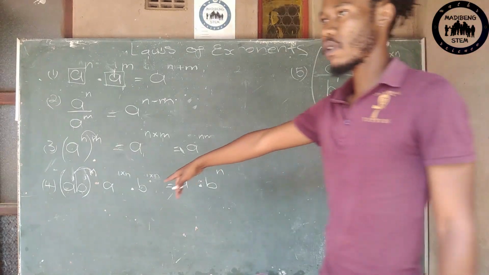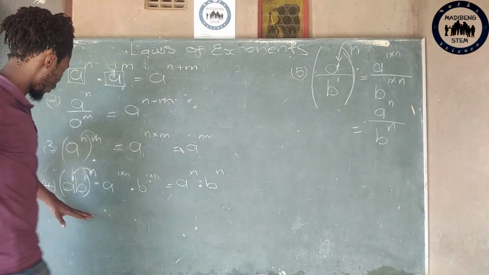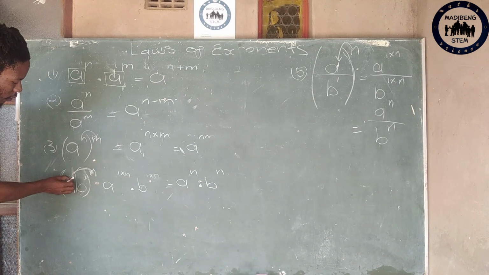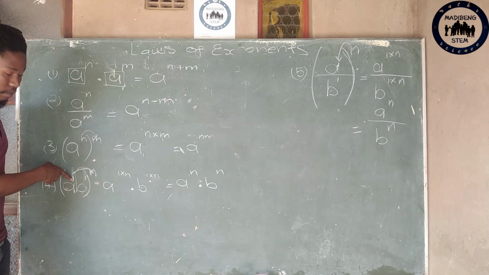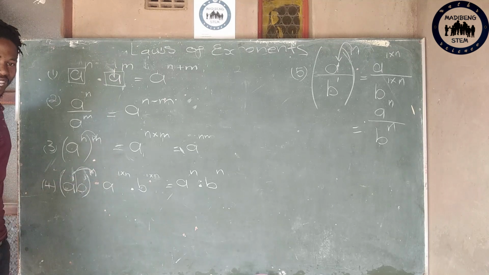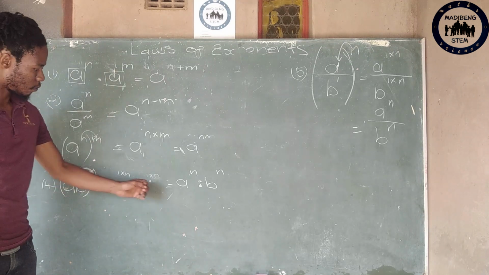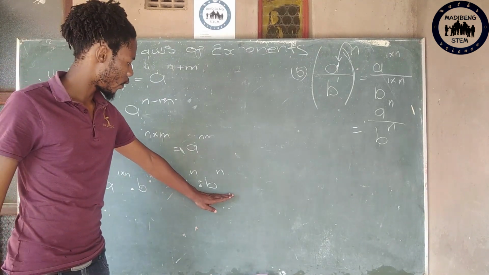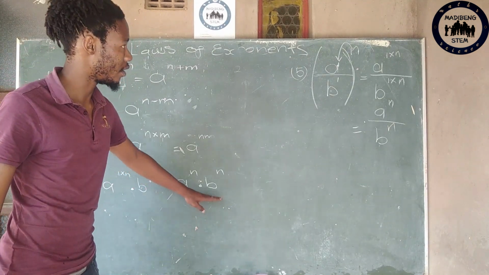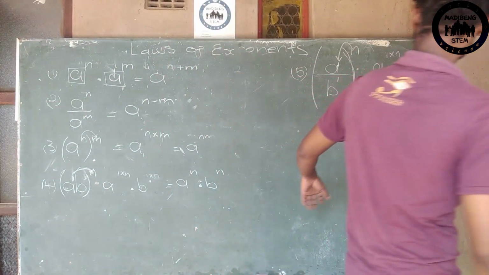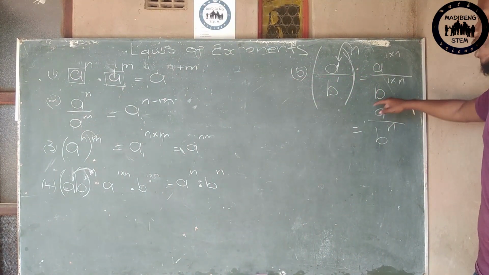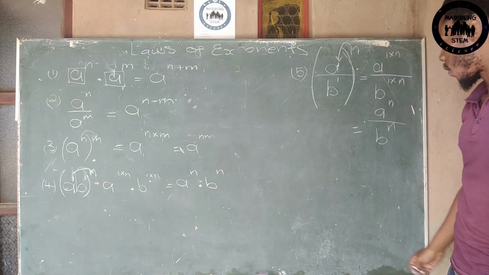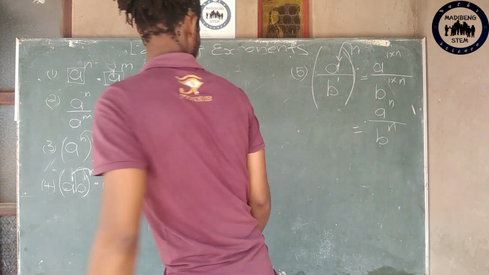It's like the fourth one, but here we divide, you see. We distributed this n to our exponents here. We multiplied the exponent of a with this outside exponent, and also multiplied the exponent of b with this outside exponent, and we ended up having a to the power n and b to the power n. Even here, you see, but here we are dividing. We have a to the power n divided by b to the power n. This is the fifth one.